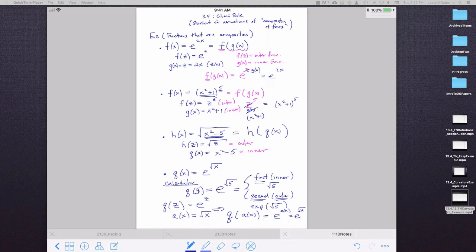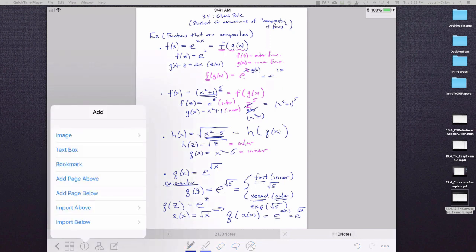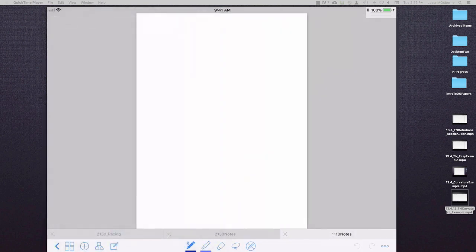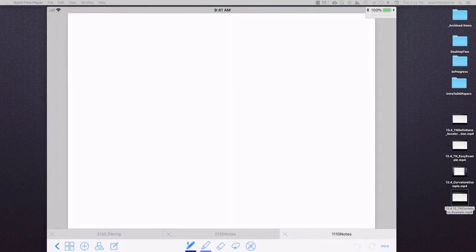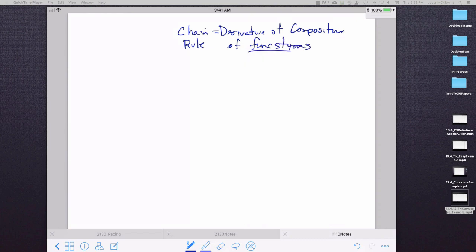Okay, so let's move on to derivatives. So the chain rule is the derivative of a composition of functions. Oh, I misspelled that, sorry, functions.